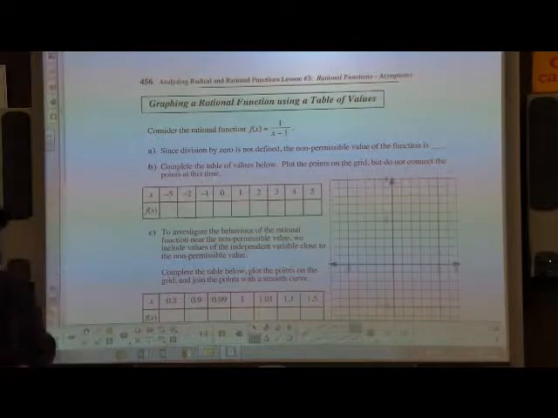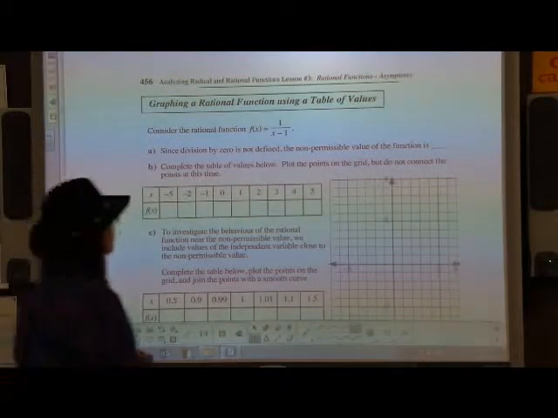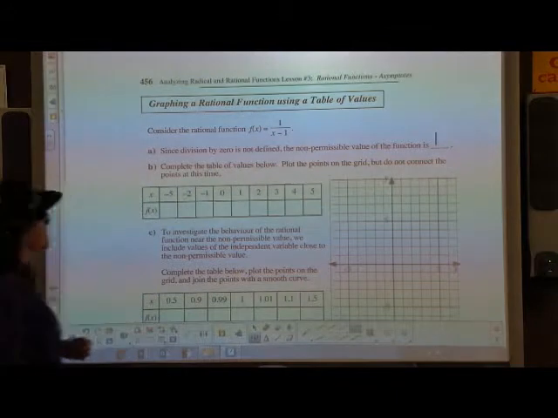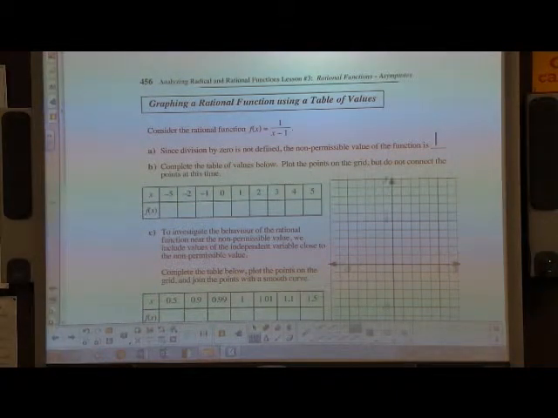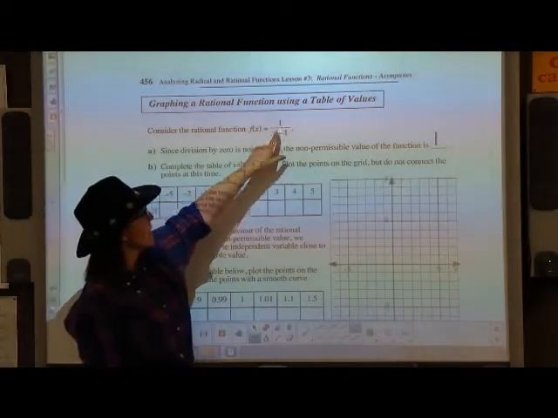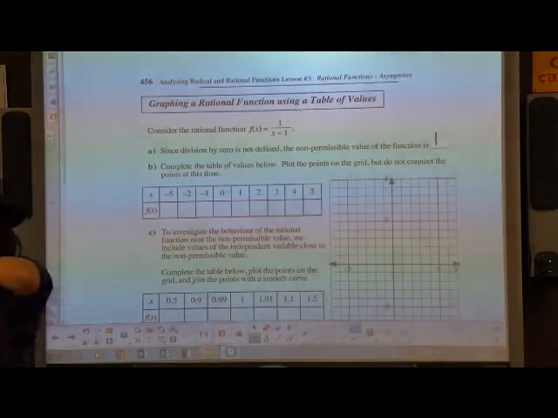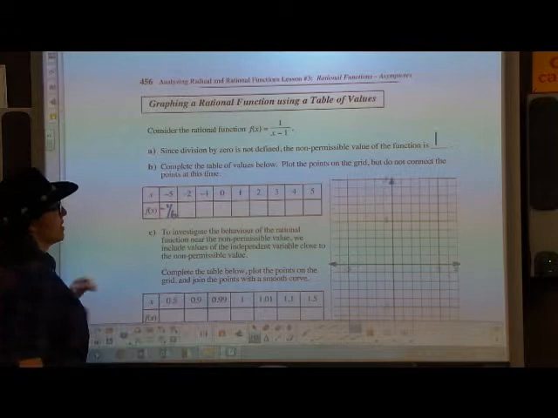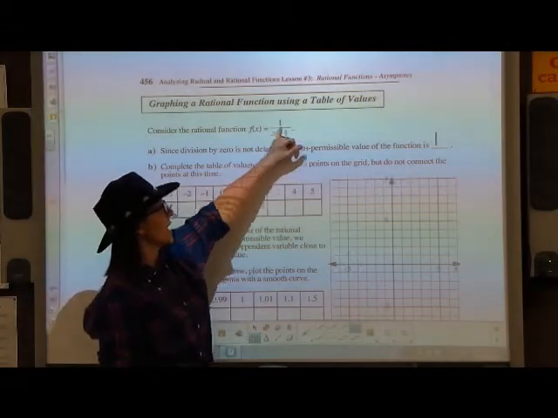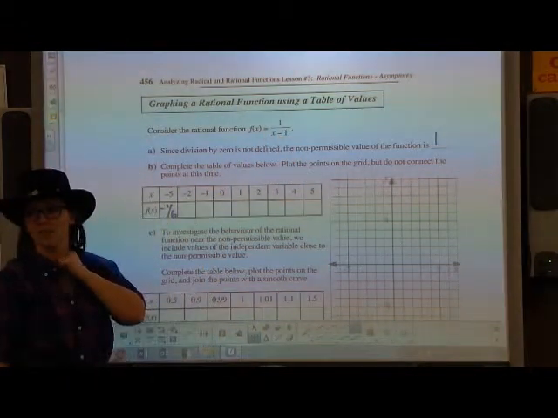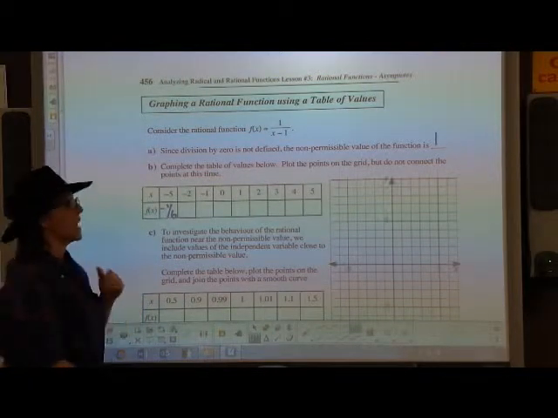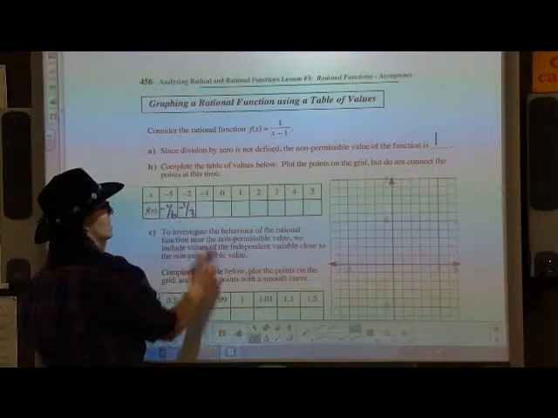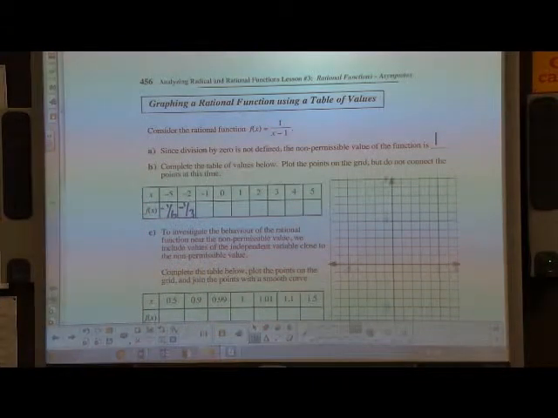Since division by 0 is not allowed, this function would be what? 1. It says complete the table of values below, plot the points on the grid, but don't connect them at this time. So if x equals -5, I get 1 over -5 minus 1, which is -6. So I get -1/6. When x equals -2, what will I get? -3, so I'll get -1/3. When x equals -1, what will I get? -1/2.